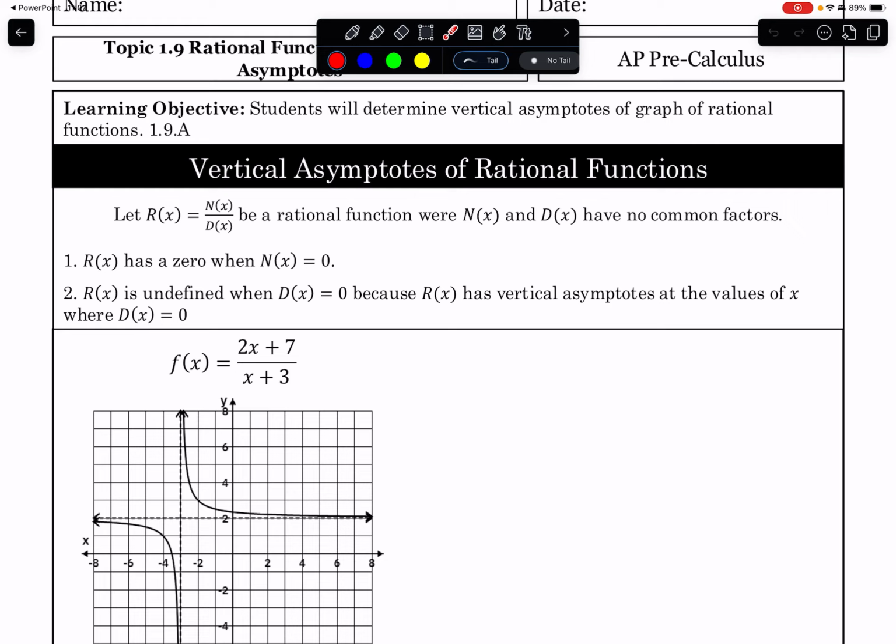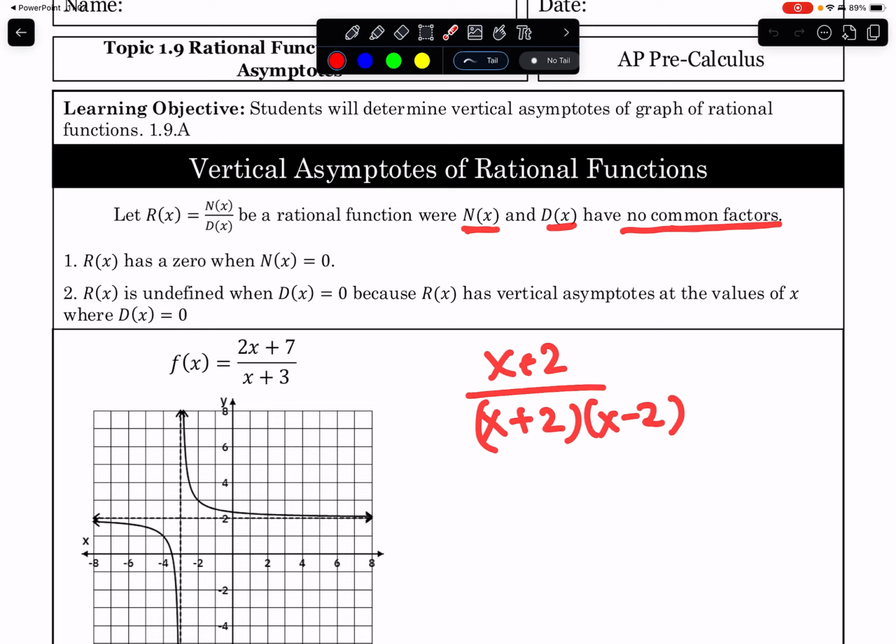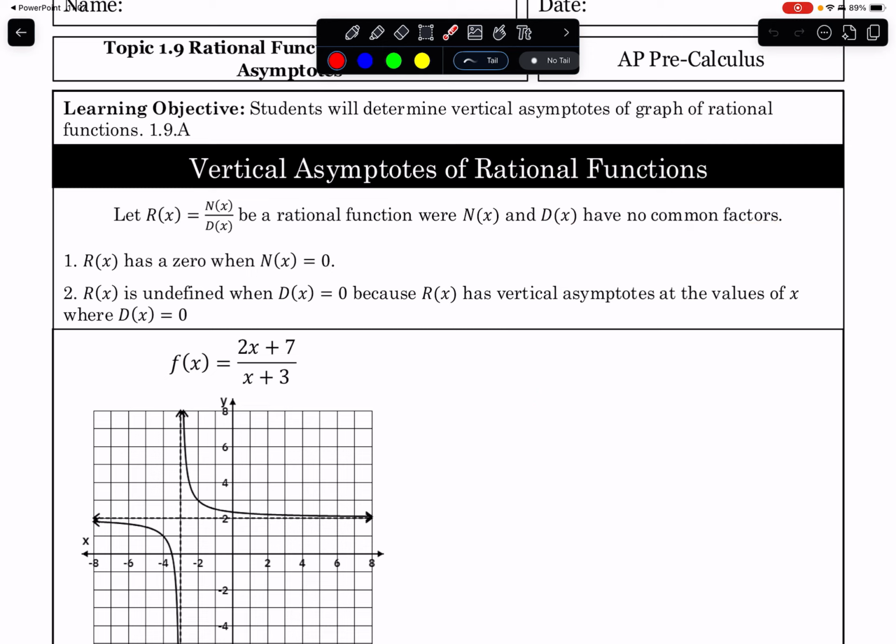So first of all, let r be a rational function where we have a numerator polynomial divided by a denominator polynomial, and these two, the numerator and the denominator, have no common factors. So there's not an x plus 2 on top and an x plus 2 on the bottom with an x minus 2. So they do not have anything in common. All these factors are going to be different.